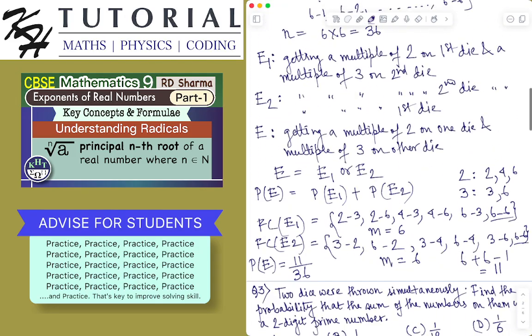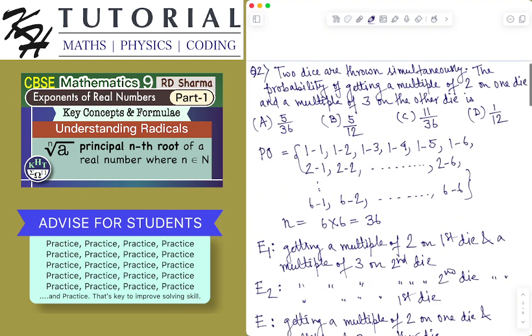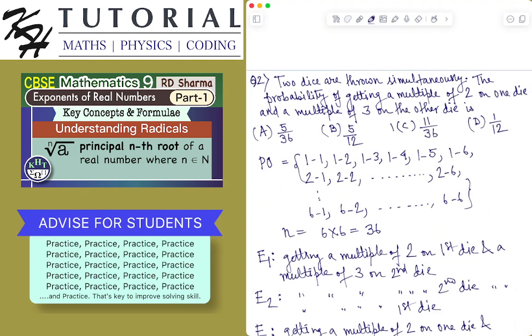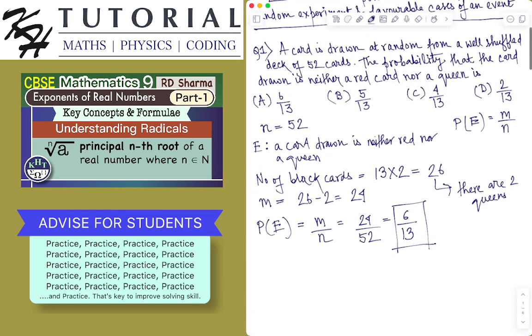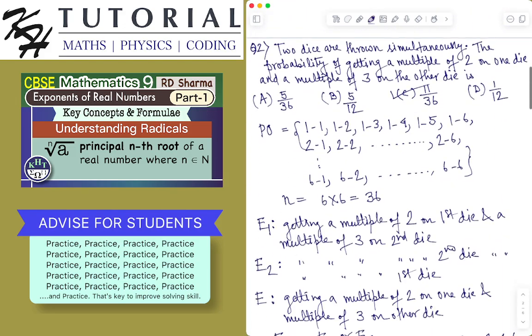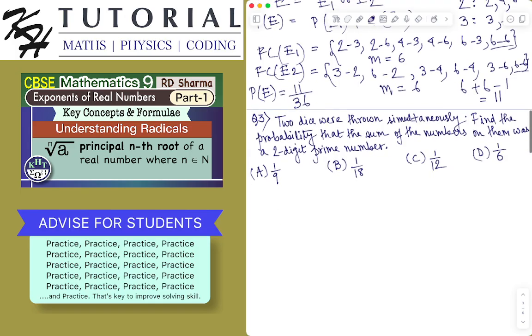Okay, let's see the next problem. So the correct choice is C. C is the correct choice. And for the question number 1, the correct choice was A. A was the correct choice. Let's see question number 3.